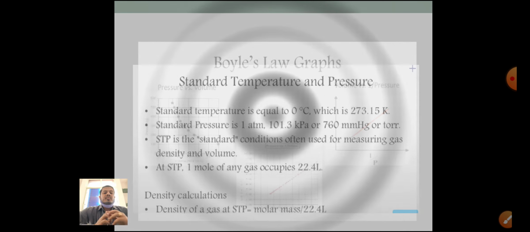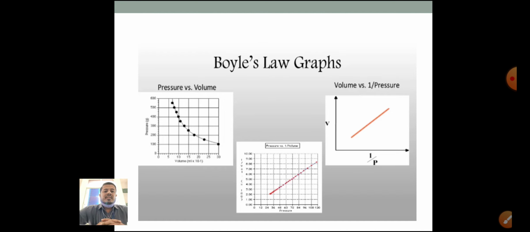We can directly define this density value by using these equations. Moving further, there are different laws. First is Boyle's law. There are 3 graphs given here. By observing this graph, we can say that pressure is inversely proportional to volume. So Boyle's law suggests that pressure is inversely proportional to volume.